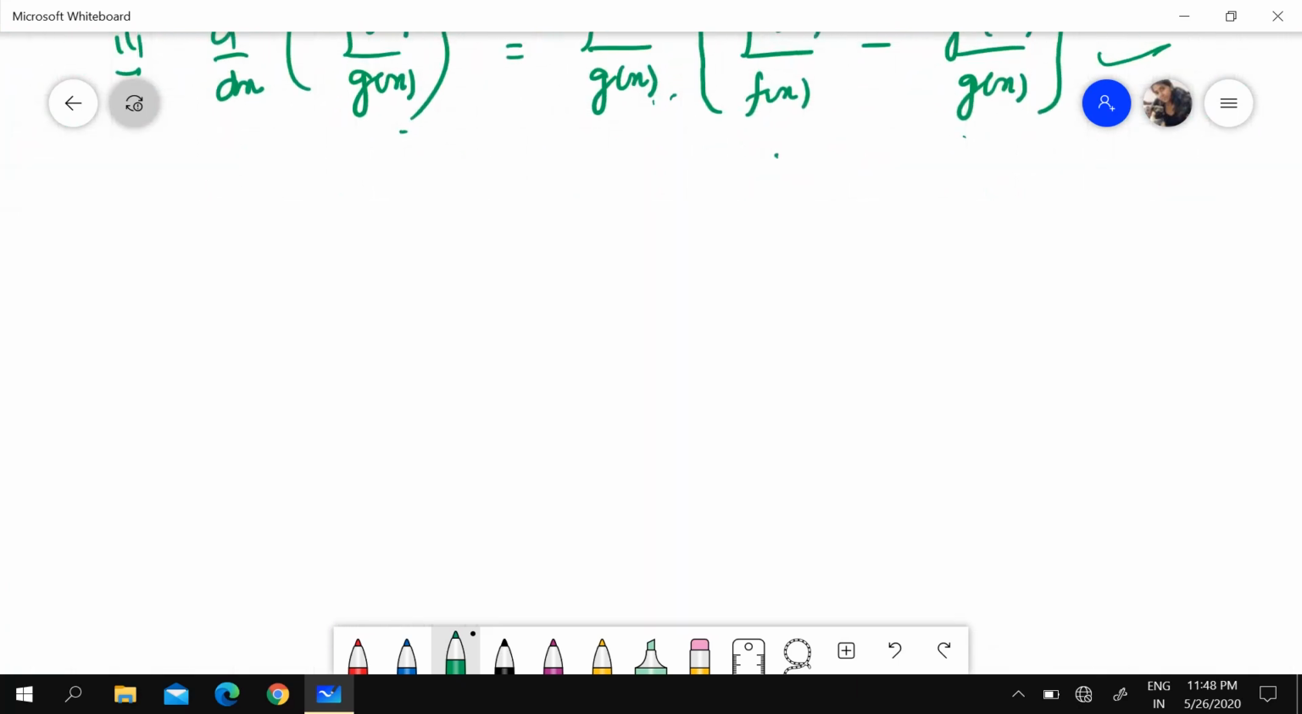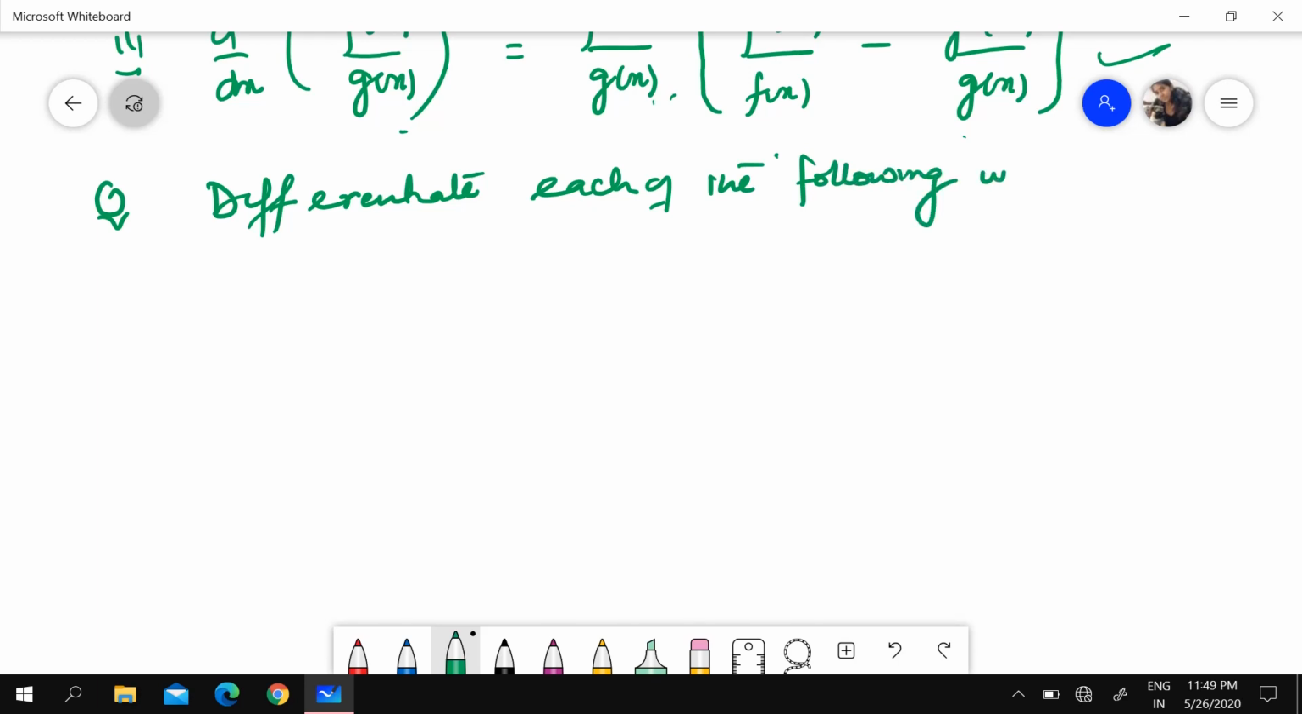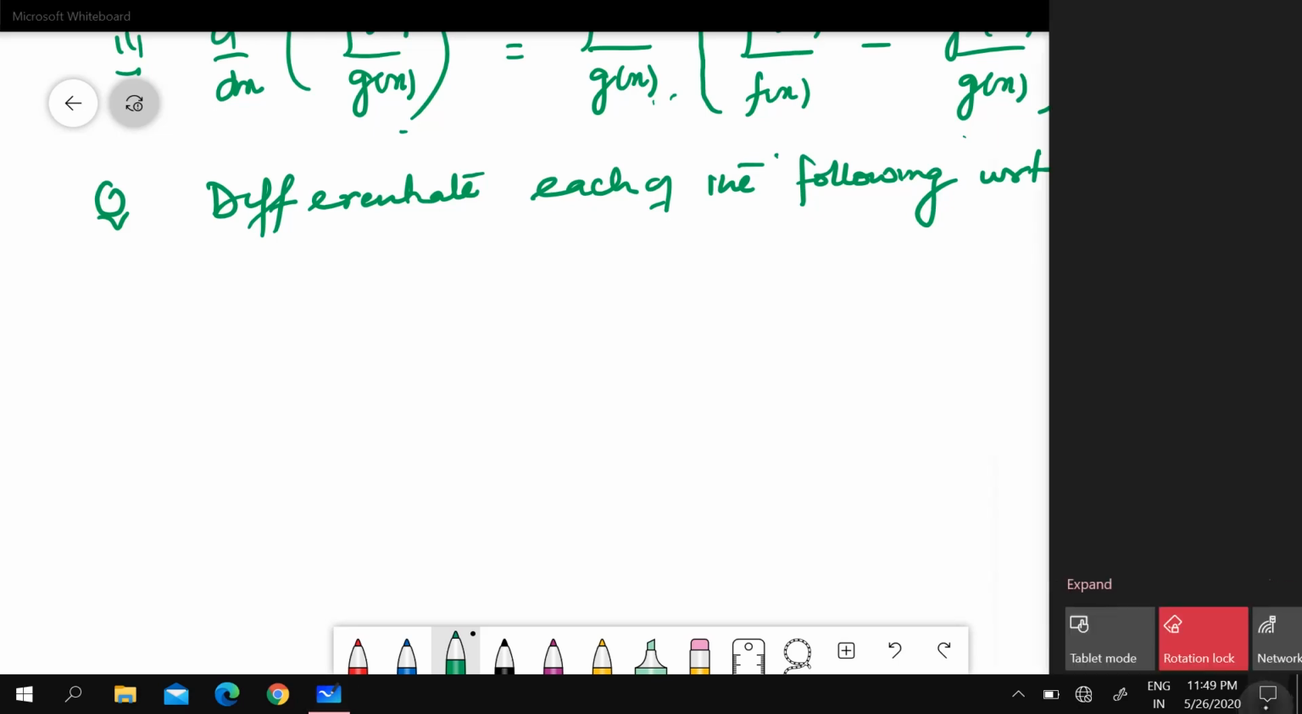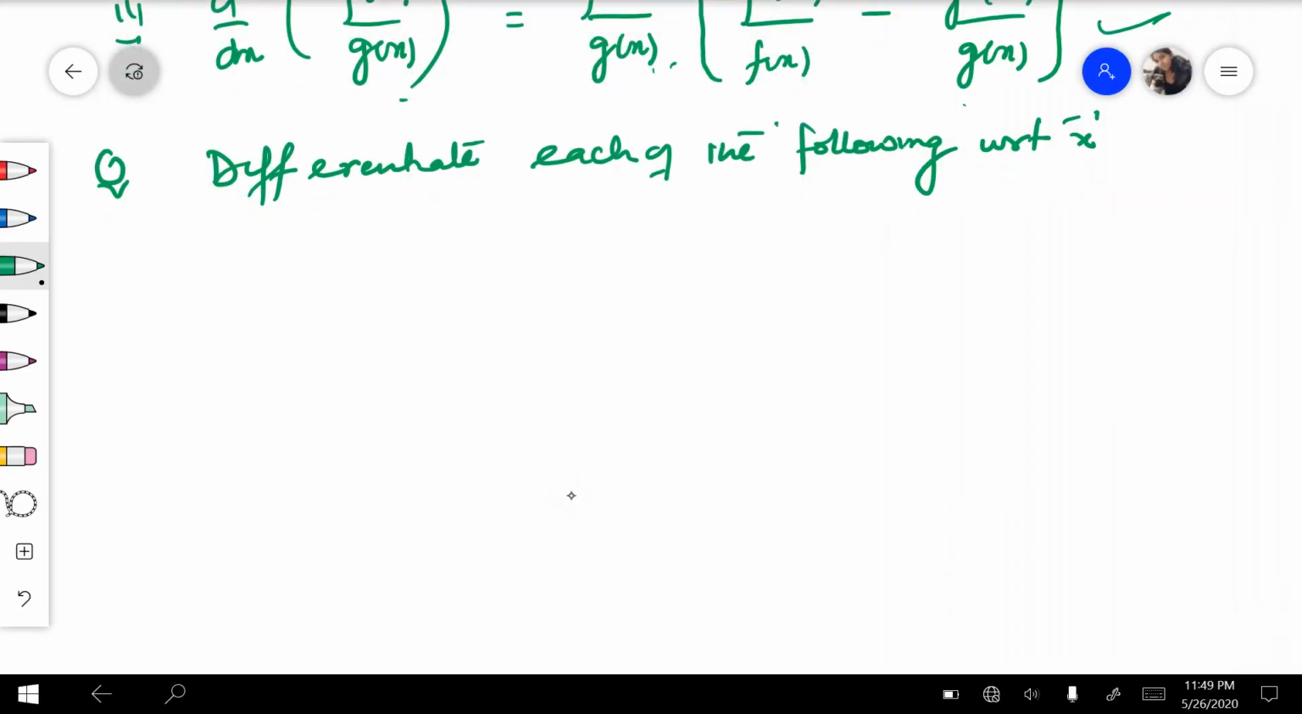So the first problem which I am taking: in each of the following, differentiate each of the following with respect to x. First one is x raised to power x.